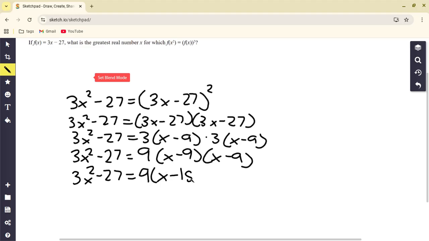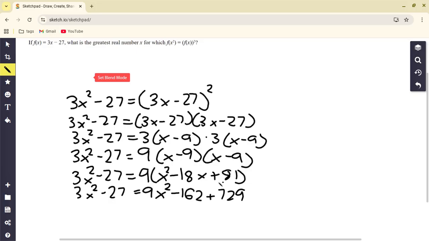and that 3x squared minus 27 is equal to 9x squared minus 18x plus 81, or let's see here, is equal to 9x squared minus, let's see here, 9 times negative 18 is just negative 162x plus 729. So now that we've made the right-hand side a bit more manageable, let's just solve this equation.